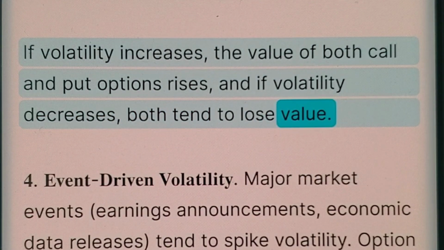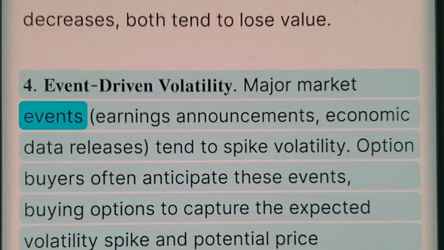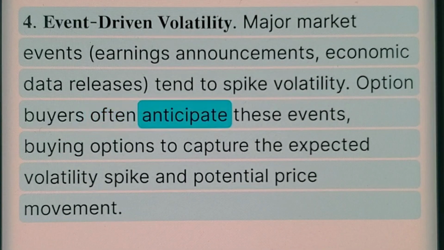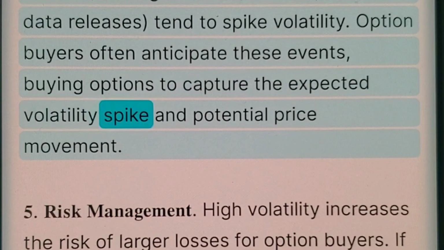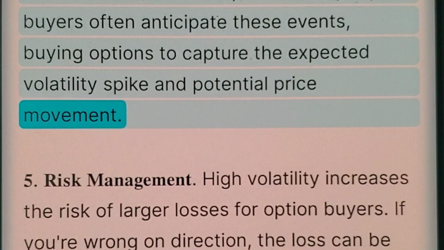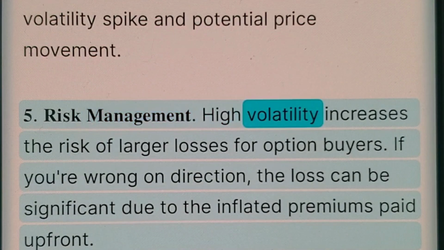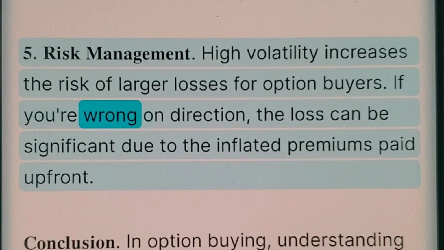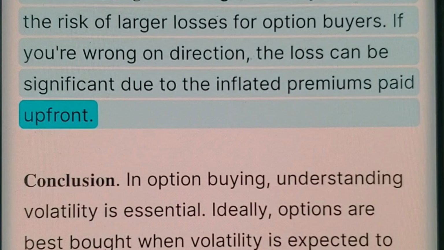4. Event-driven volatility. Major market events, earnings announcements, and economic data releases tend to spike volatility. Option buyers often anticipate these events, buying options to capture the expected volatility spike and potential price movement. 5. Risk management. High volatility increases the risk of larger losses for option buyers. If you're wrong on direction, the loss can be significant due to the inflated premiums paid up front.